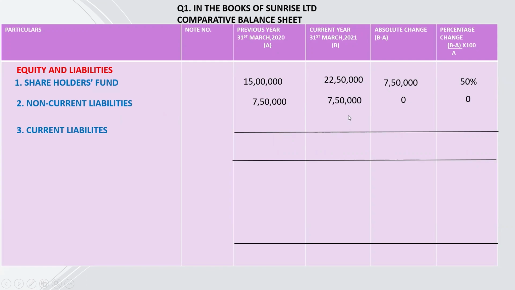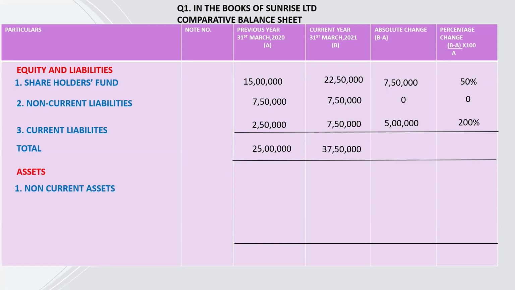Current liabilities are given for previous year 2 lakh 50,000. For current year it is given 7 lakh 50,000. So the difference of 7 lakh 50,000 and 2 lakh 50,000 is 5 lakh. Now this 5 lakh will be divided by 2 lakh 50,000. So we can see it is approximately 200%, double. That is 5 lakh divided by 2,50,000 multiplied by 100. Now we get total of previous year equity and liabilities 25 lakh. Current year it is 37 lakh 50,000.